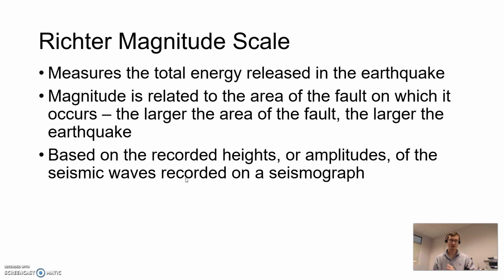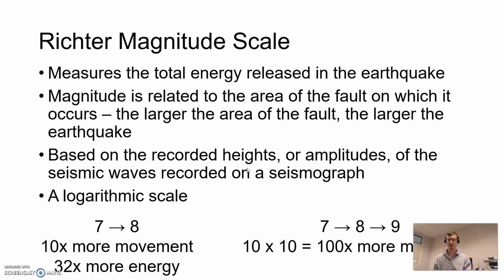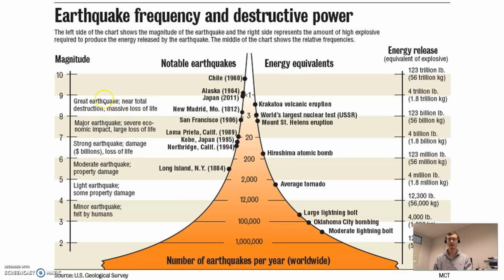This is something which we record quantitatively. We record this with data, hard numbers, using the seismograph. And this is something which is on a logarithmic scale. So going from a 7 magnitude to an 8 magnitude is 10 times more movement, or about 32 times more energy. Going from a 7 to an 8 to a 9, though, is 100 times more movement, or about 1,000 times more energy. And this gives you an overview of some of the strongest earthquakes we have ever observed.